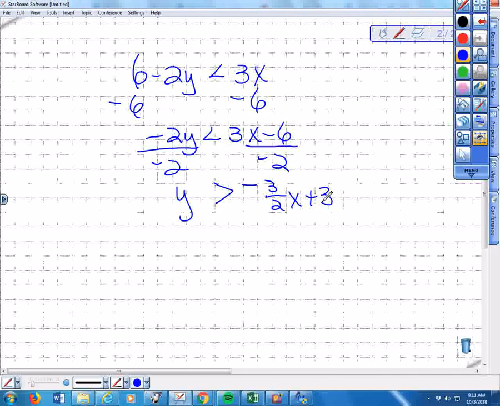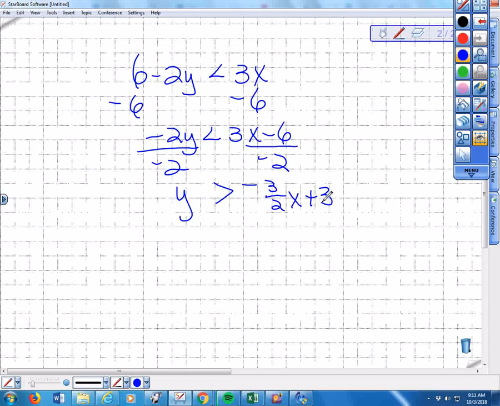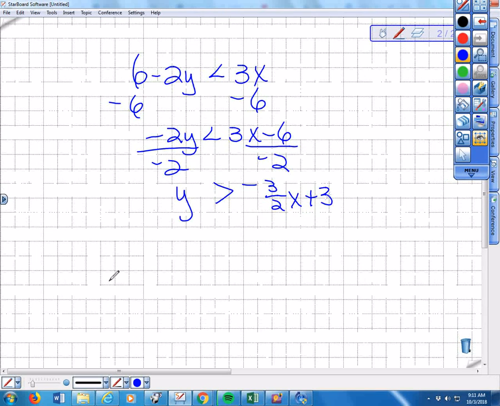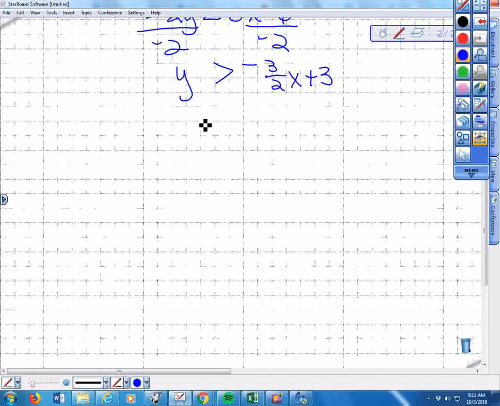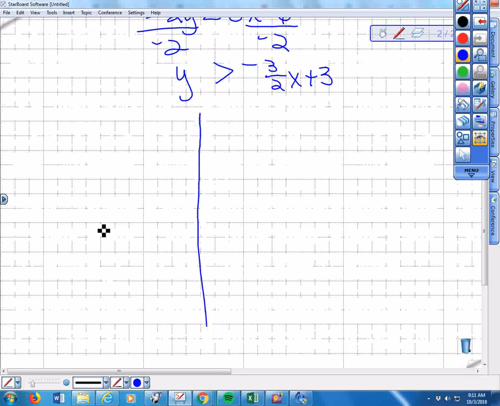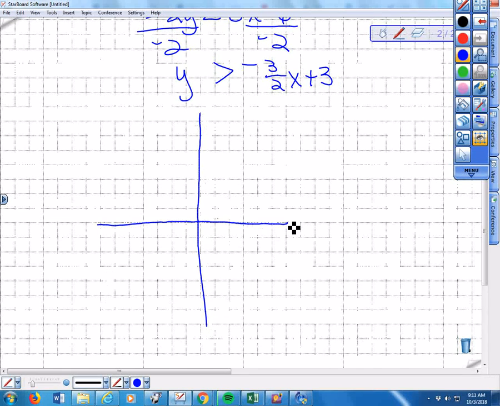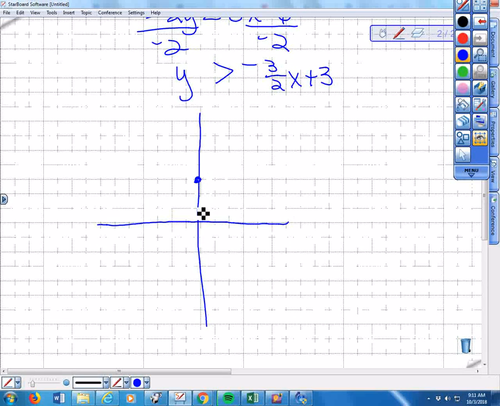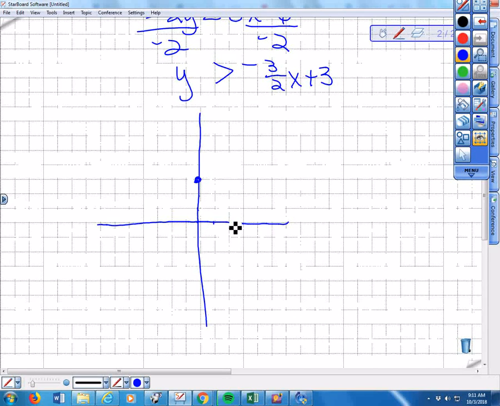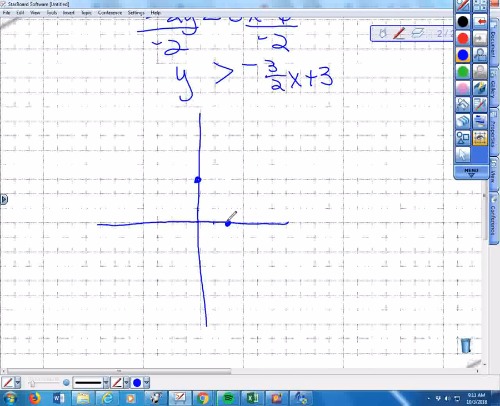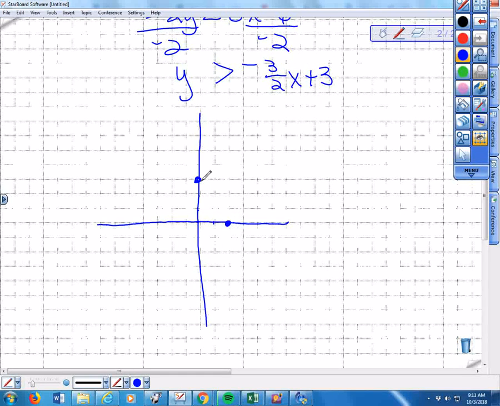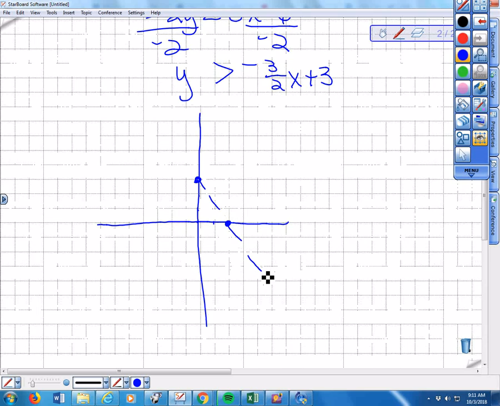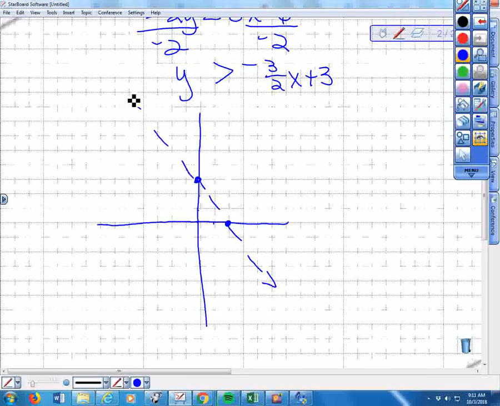So, number one, I can tell right away it's going to be a dashed line, because it's not an or equal to. And to graph in slope-intercept form, I start at the y-intercept, and I use the slope, down 3, right 2. And I'm going to connect them with a dashed line.